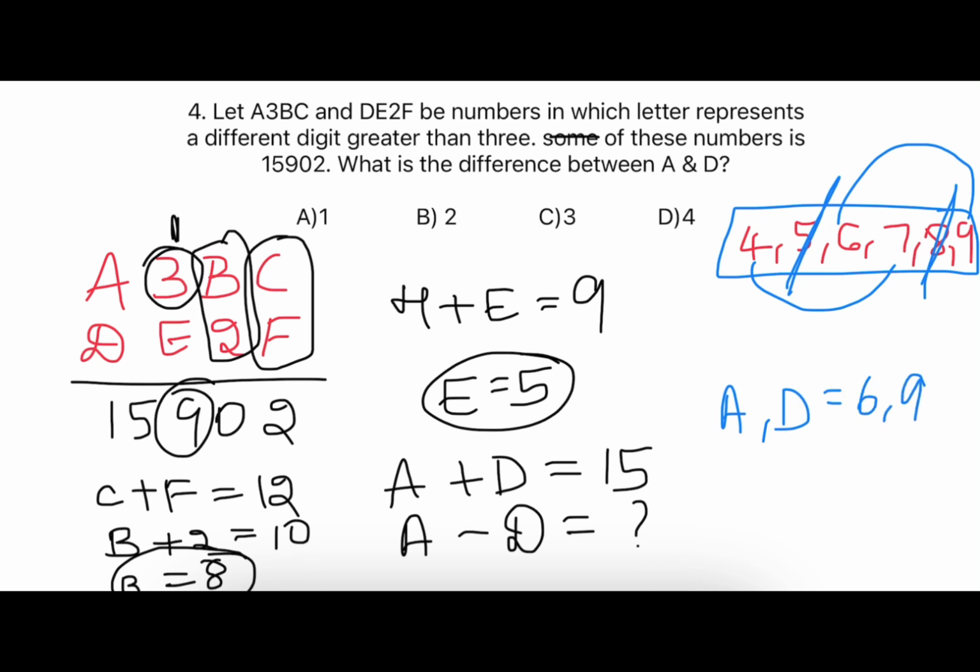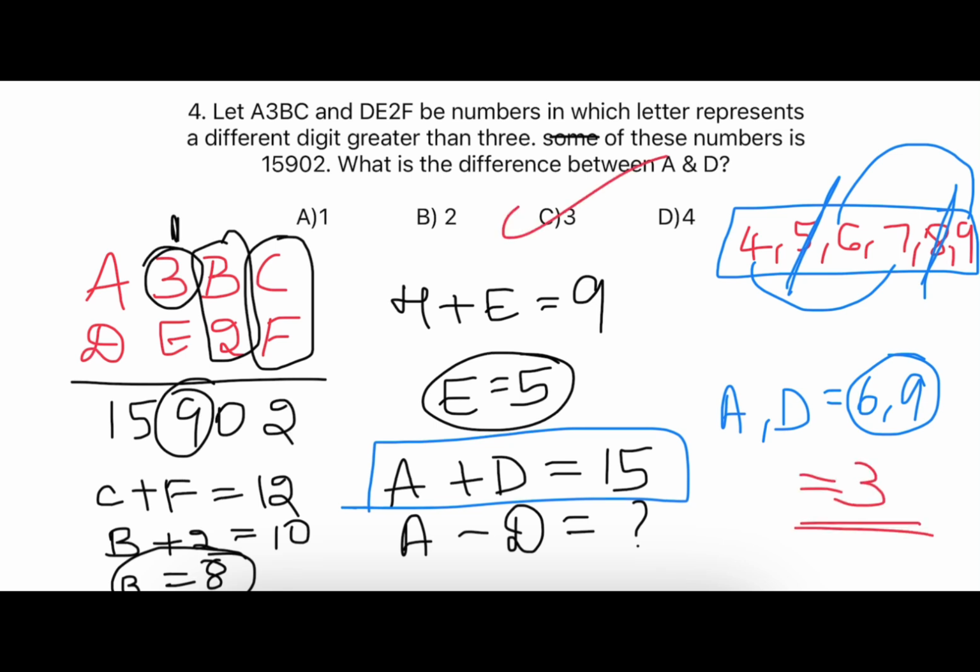It can be reversed also, 9 and 6, but ultimately we want the summation of these two numbers and the difference between the two numbers. If the summation of these two is 15, so as per the demand of the question, what is the difference between A and D? It is 9 minus 6, which is equal to 3. Therefore, the correct answer for this question is option 3. Option C, which is 3.